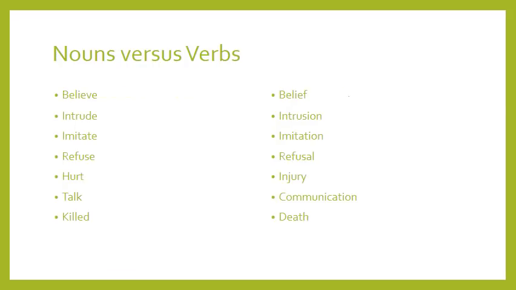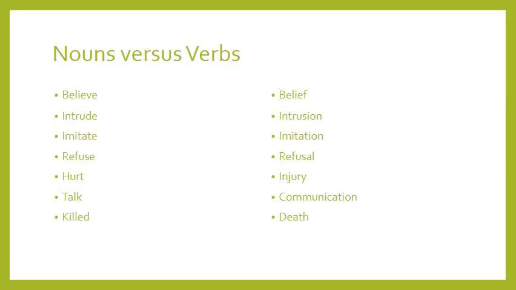Just to take you through a couple of quick examples of what noun versions might look like. Believe would become belief, intrude becomes intrusion, imitate becomes imitation, refuse becomes refusal. But the word isn't always clear. If you're hurt or if somebody hurts somebody, we might be talking about an injury.